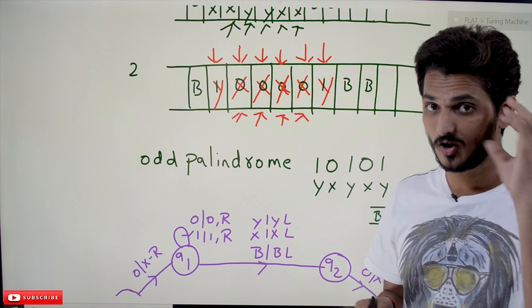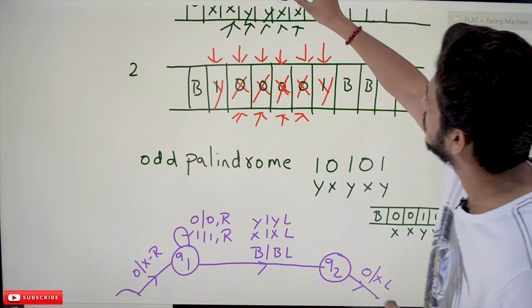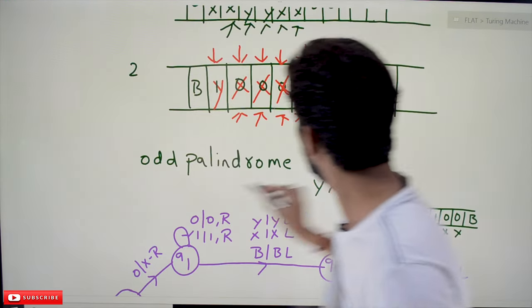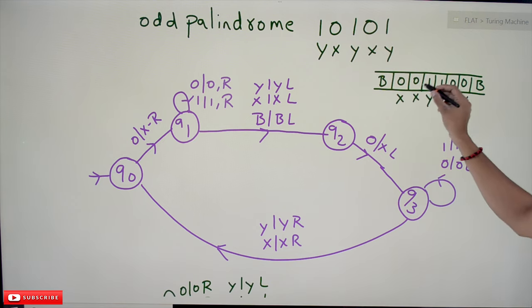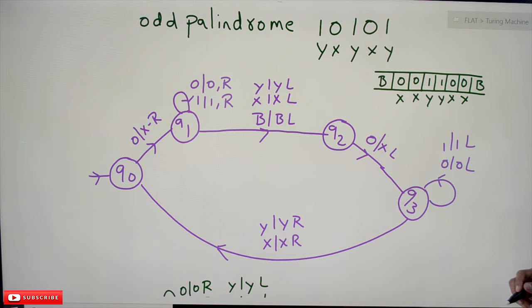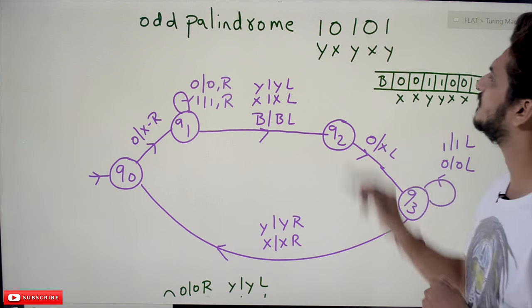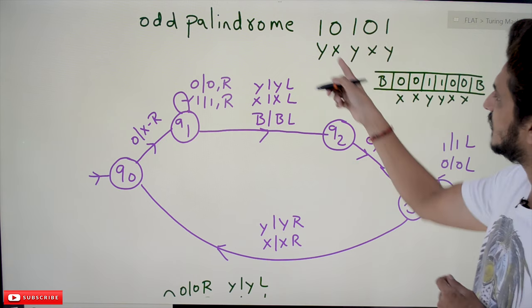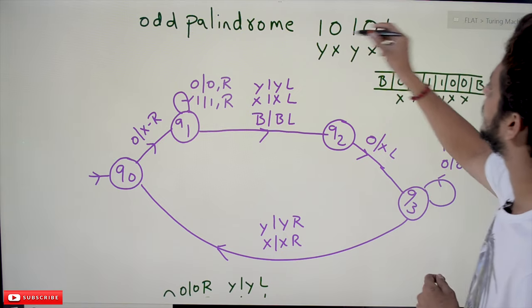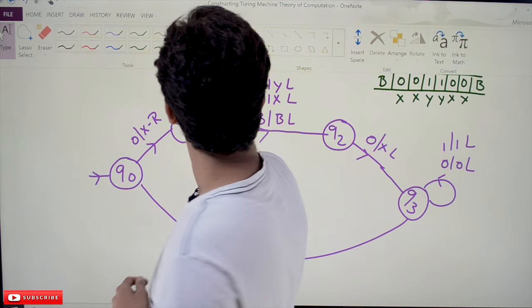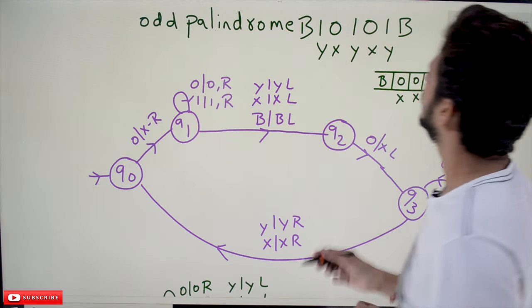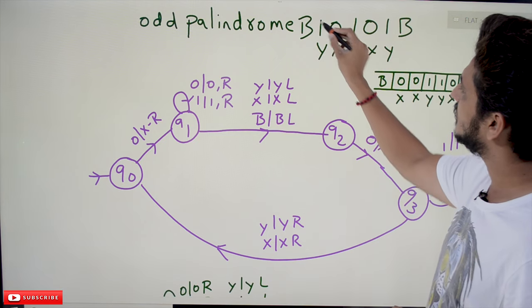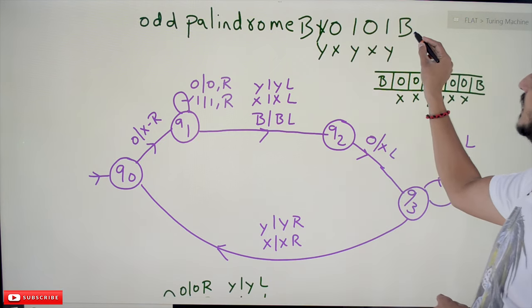Now try to understand the logic for odd palindrome also. So take example as this is the odd palindrome, 10101. We start from y. Here blank should be there. We start from, whenever you see 1, convert it as y, move till blank, going back.